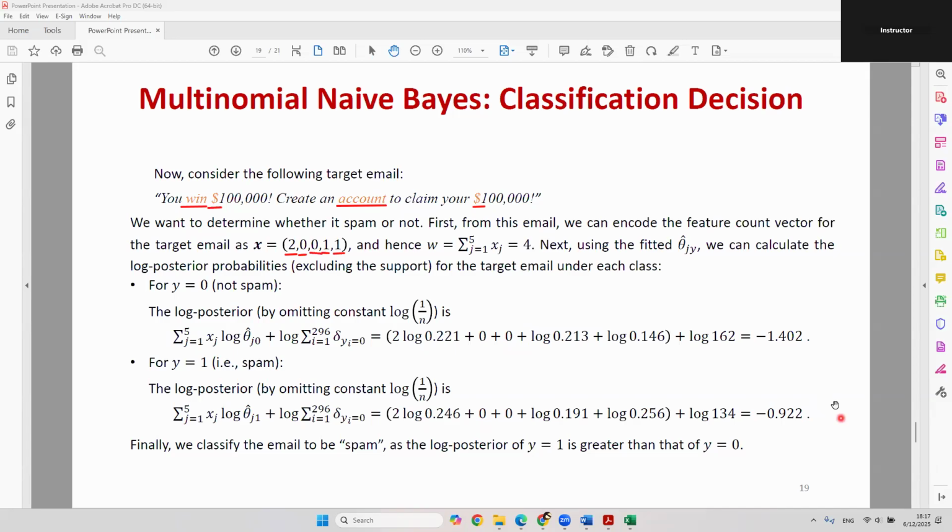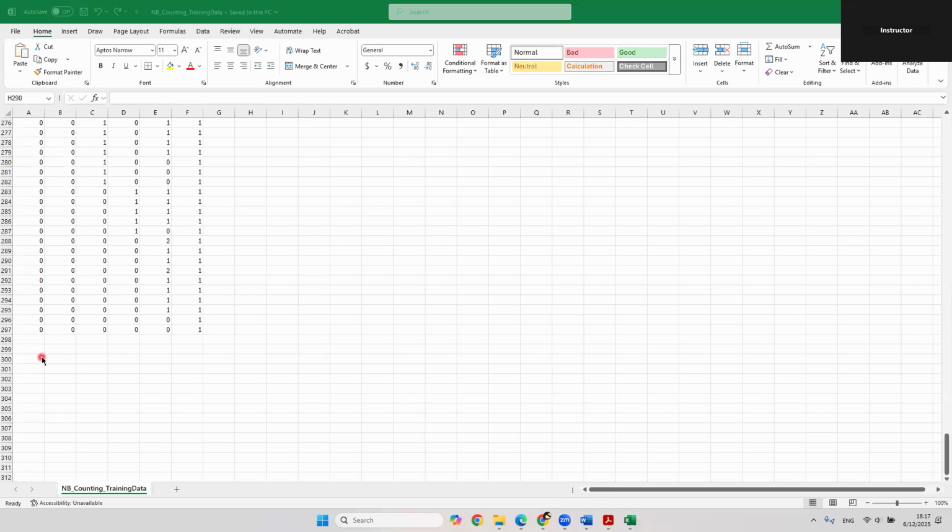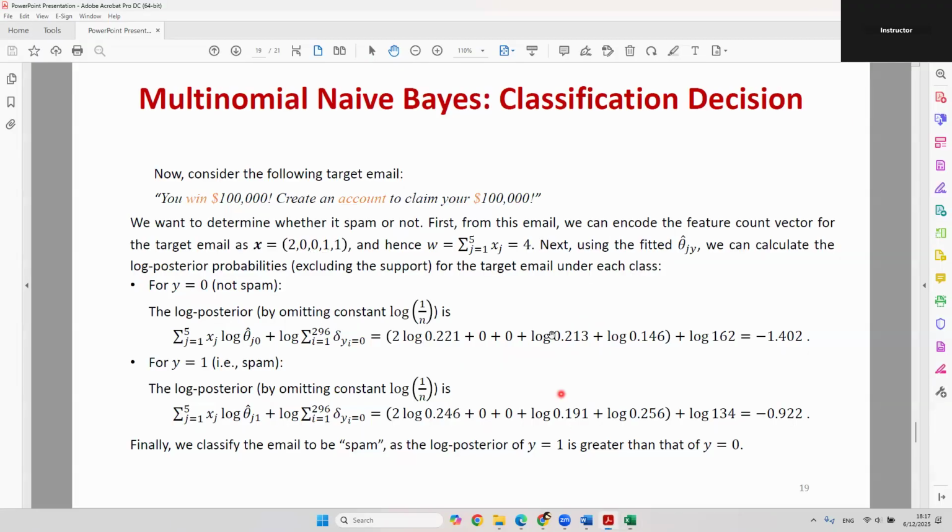Which one is bigger? Be careful, I'm not asking for absolute value, I'm talking about the number itself. Clearly negative 0.922 is bigger than negative 1.4, and hence we take this label, which means this email is a spam email. Done. If you're interested, you can use Excel to compute everything. I did use Excel to compute all this data.